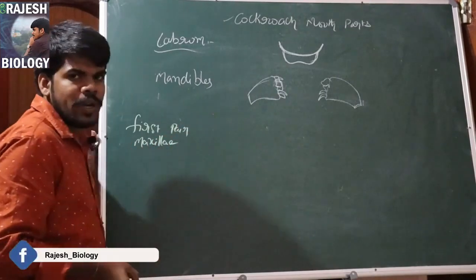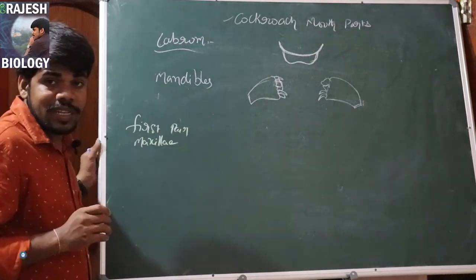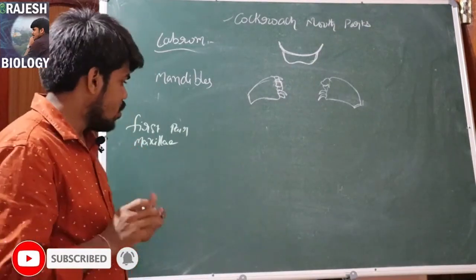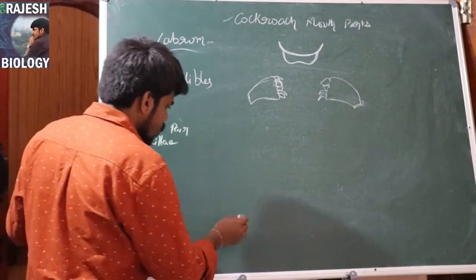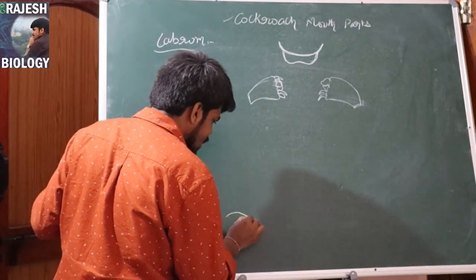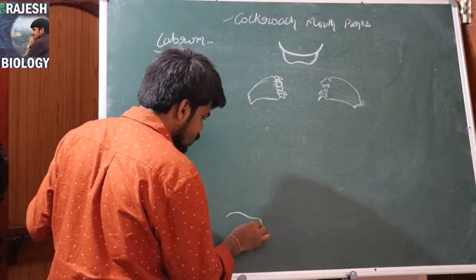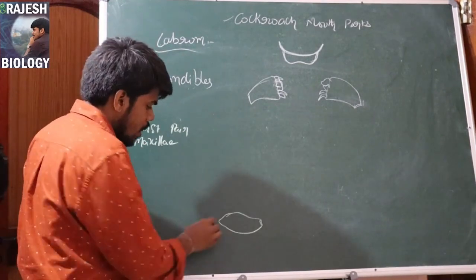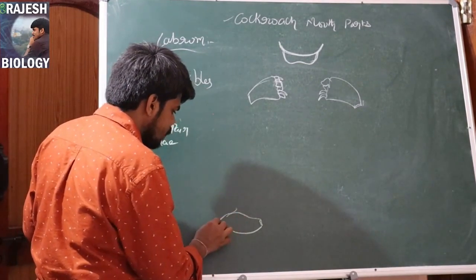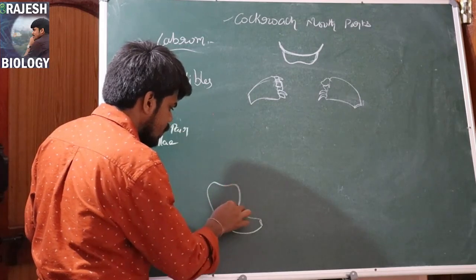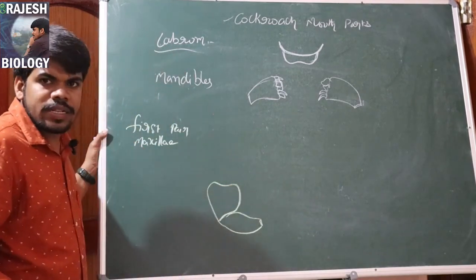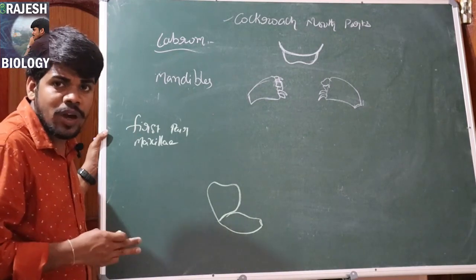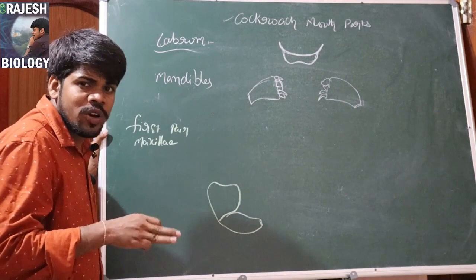First pair maxilla have how many parts? Three parts are there: exopodite, endopodite, protopodite. First I will draw the protopodite. Protopodite contains this type of structure. This is called cardo, and the next part is stipes. Cardo and stipes: you can observe these two parts on the posterior wall of the head.